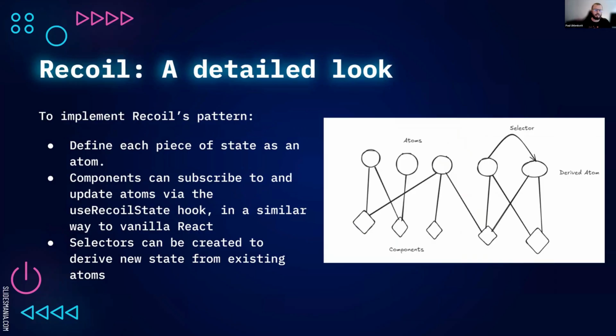So let's take a look at how we might implement Recoil. We will define an individual piece of state as an atom, and then components will subscribe to these atoms and update them using the useRecoilState hook, which is very similar to the useState hook you're familiar with in vanilla React. Then we can have selectors that will create and derive new atoms from our existing atoms that components can subscribe to just as the regular atoms.